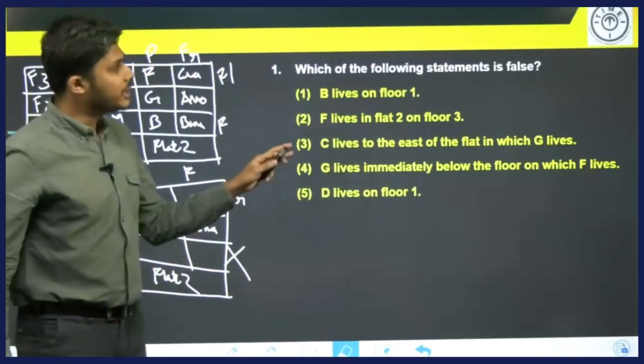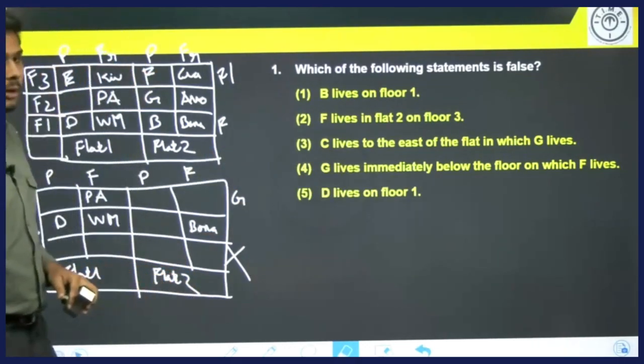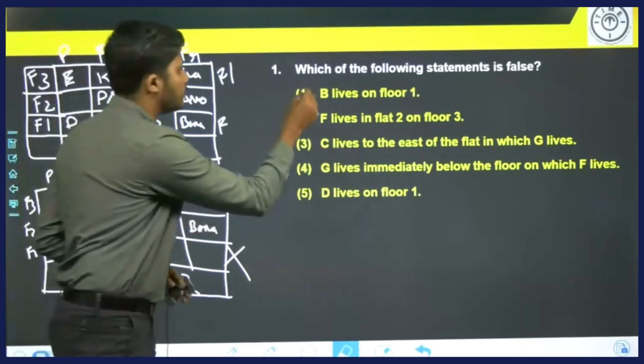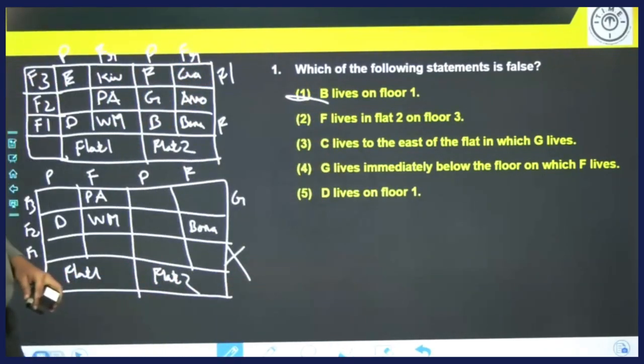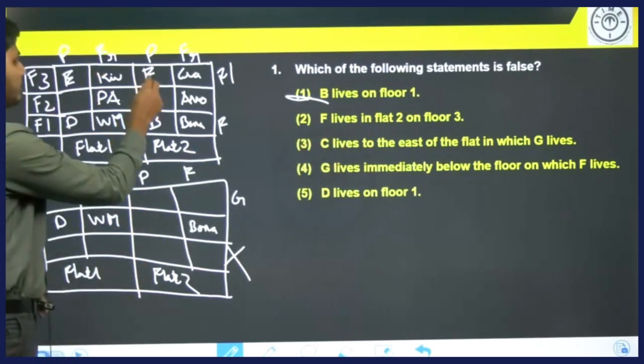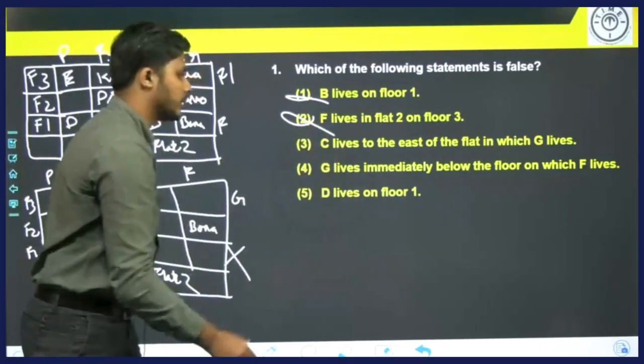Which of the following statements is false? Let's look at the first statement. B lives on floor 1. B does live on floor 1, which is not the right option. F lives in flat 2 on floor 3, which is true. F lives in flat 2 and on floor 3, which is also not the right option.